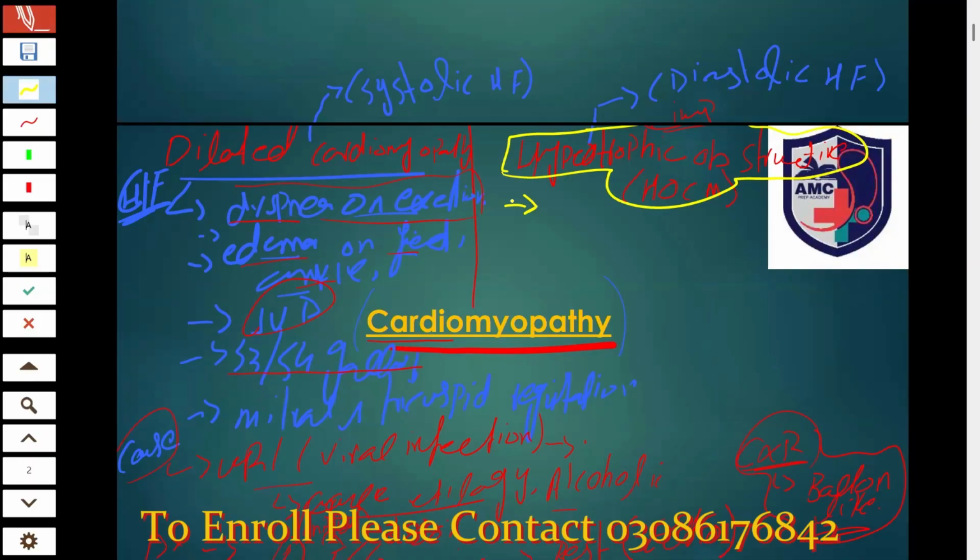So now we will discuss the hypertrophic obstructive cardiomyopathy. This is important, and in clinical features, this is often asymptomatic. Most of the time, this is asymptomatic.